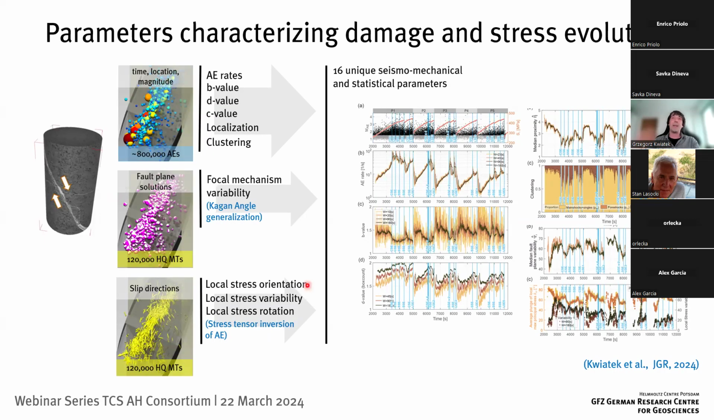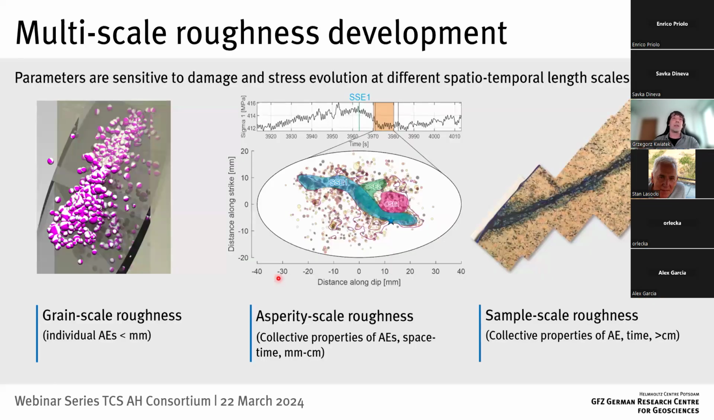I will not go into the details of these parameters, because we would possibly lose another hour on that. So I will go straight to the results. I think that early in this analysis, we realized that our parameter pool responds to roughness development occurring at different length scales.